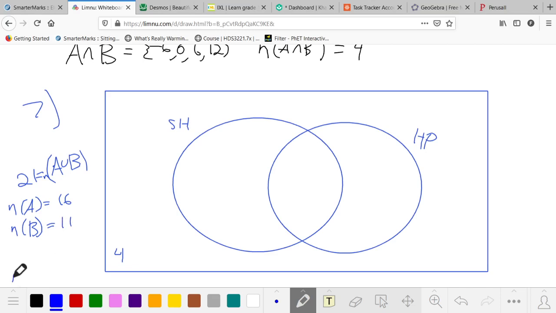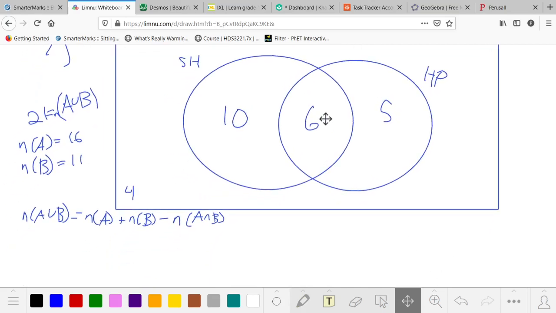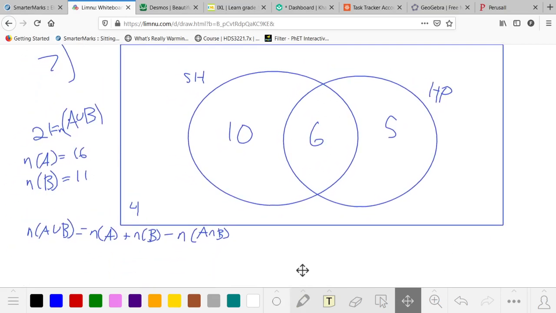So then the number of elements in A union B is number of elements in A plus number of elements in B minus the number of elements in the intersection. So this is 21. These two add up to 27. So we must have 6 in that intersection, which means we have 10 here and 5 here. These do add up to 25, with 16 liking Sherlock Holmes and 11 liking Hercule Poirot. And yes, I would have been one of the 6 had I been in this poll.